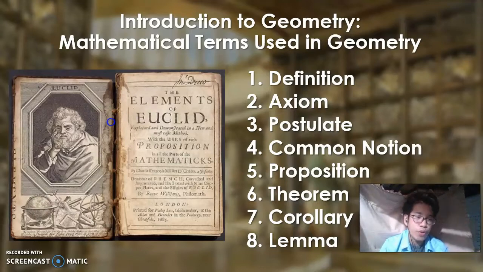It follows a theorem. So we have theorem 1, and then we have corollary 1.1, kind of like in an outline format.